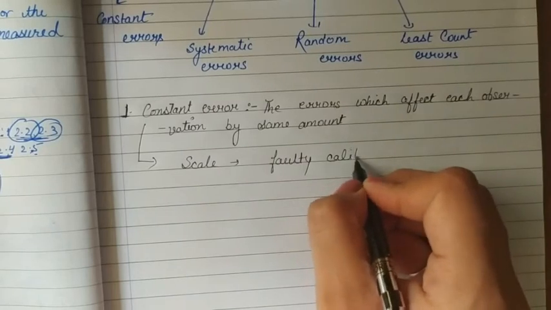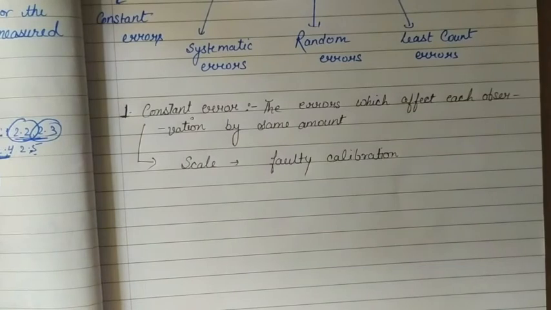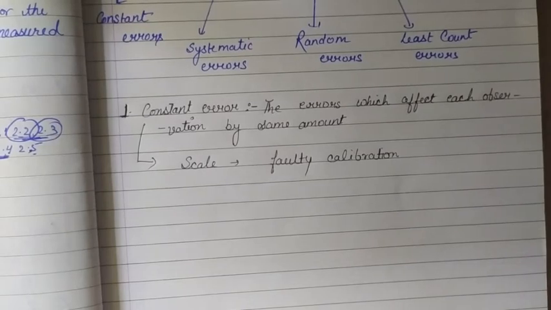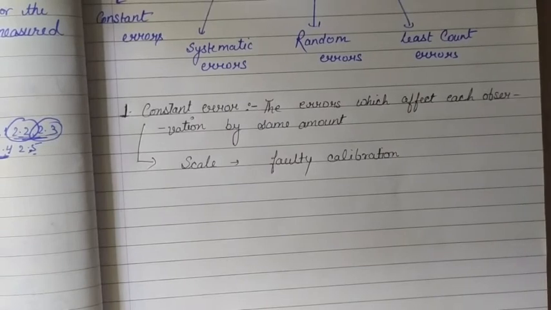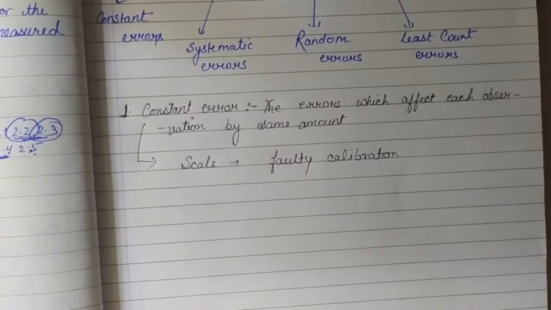calibration. For example, if I have a weighing machine that shows the weight of every object increased by 2 kg. Means if there is an object of 20 kg, then that weighing machine will show 22. For an object of 45 it will show 47. For an object of 50 kg it will show 52 kg. So that 2 kg is a constant error because you get the same amount in every observation.